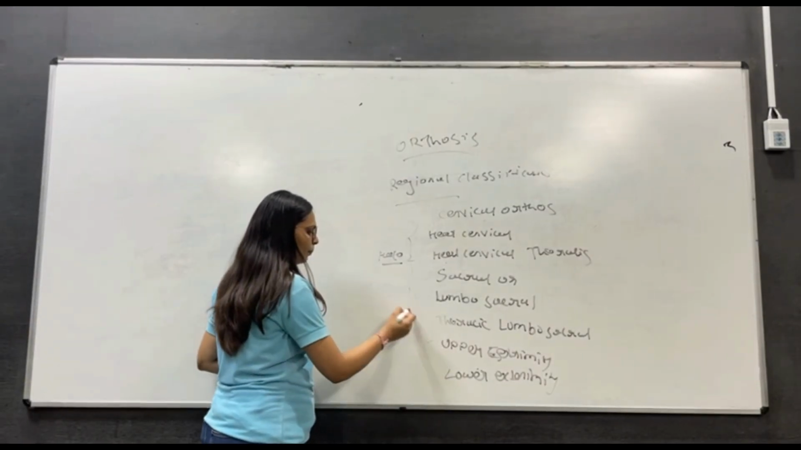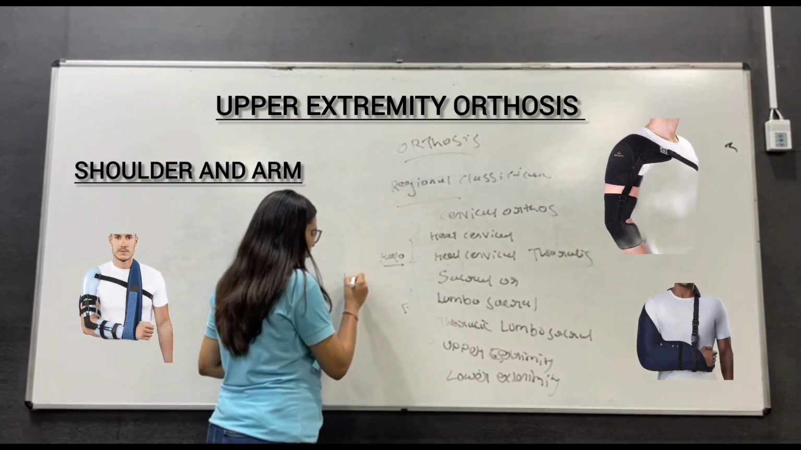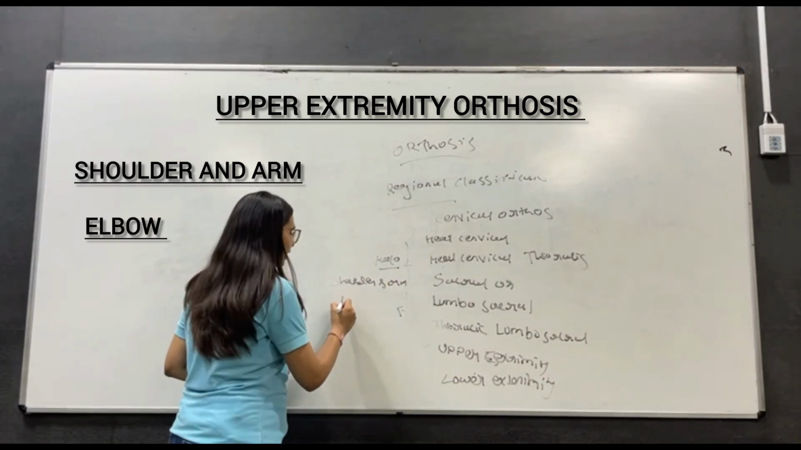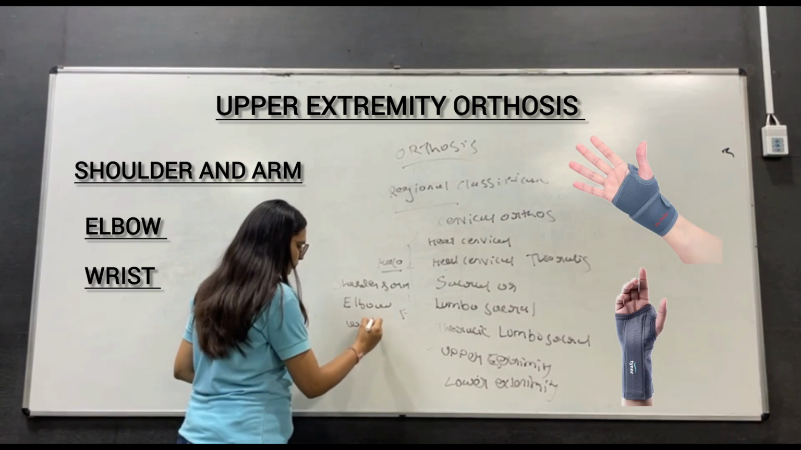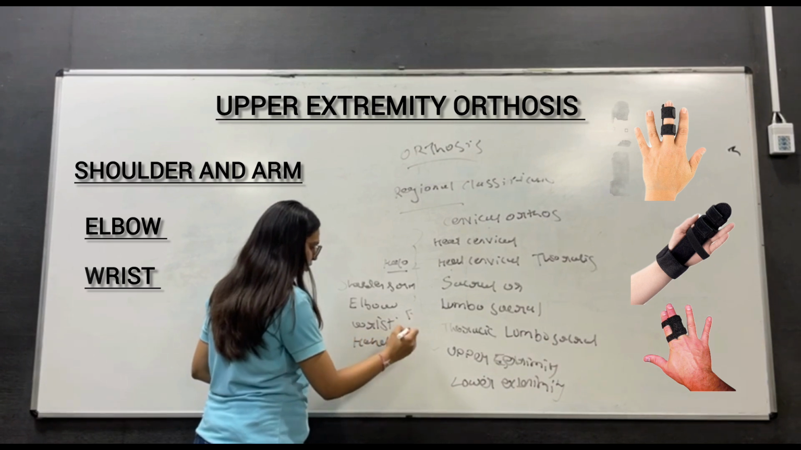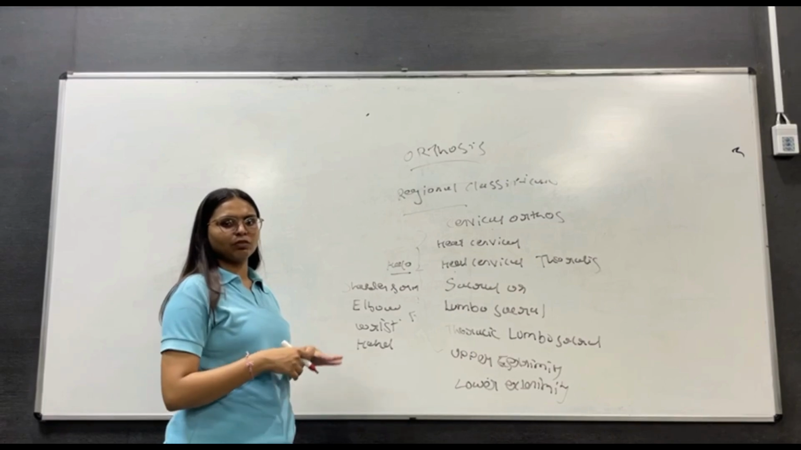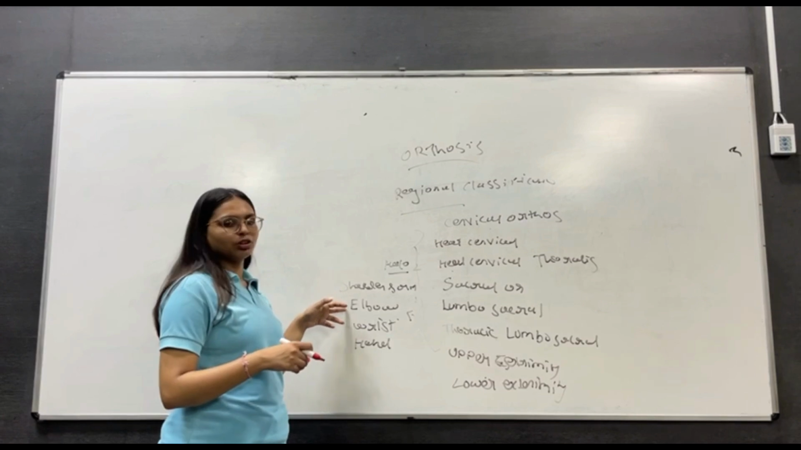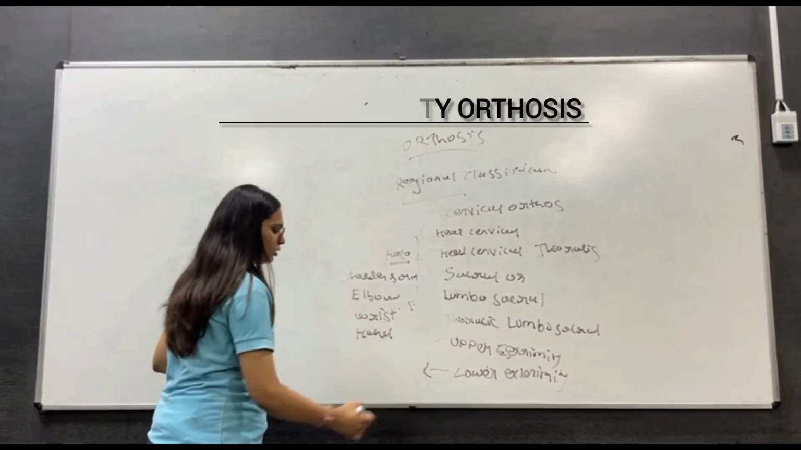Now we will discuss upper extremity orthosis. It is also divided based on the region, like shoulder and arm orthosis. Now the elbow orthosis. After that wrist orthosis. Then after that there will be hand orthosis. It is divided by the type of deformity or injury to the part, like shoulder and arm injuries, and similarly for the elbow, the wrist and the hand. Now we will see lower extremity orthosis.